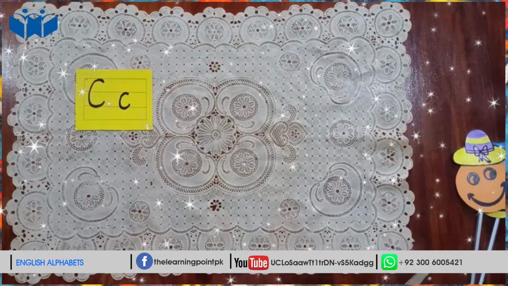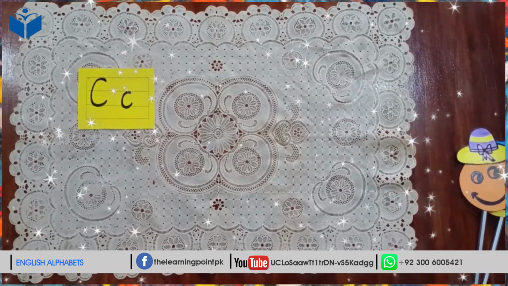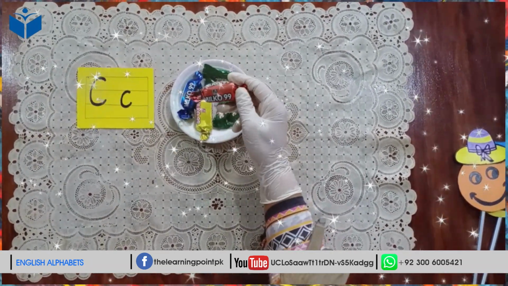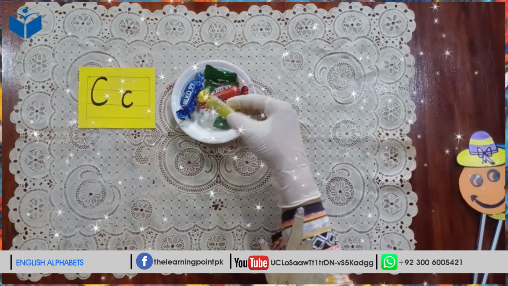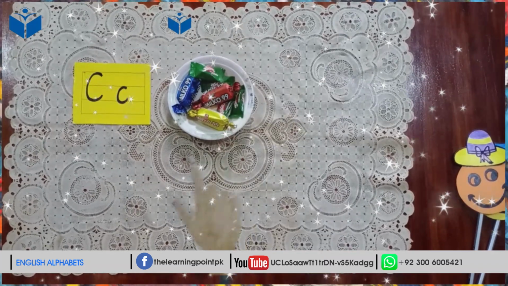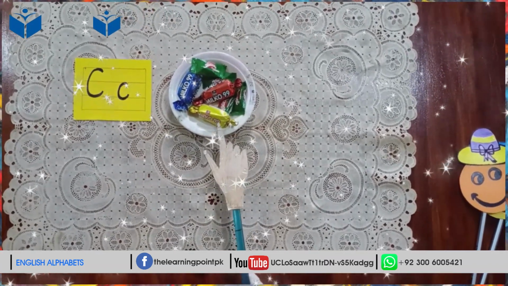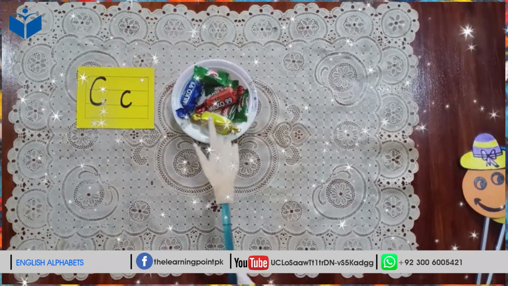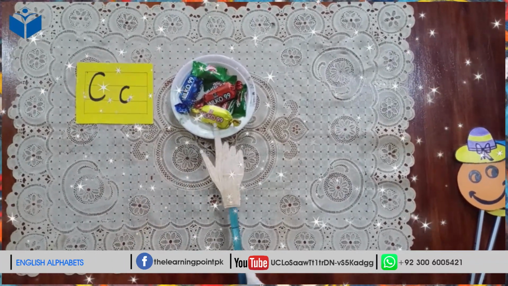Okay, I have some sweets. What are these? These are candies. Candies begins with phonic k, k, candies, k, candies.